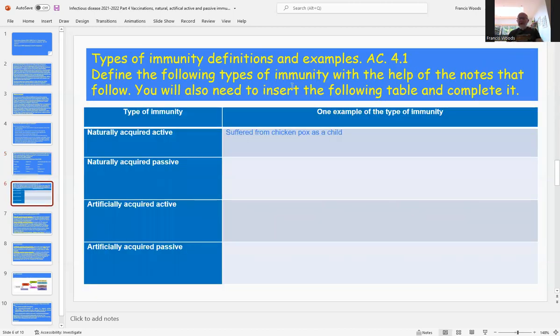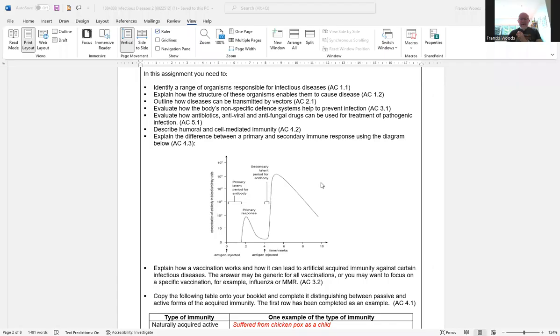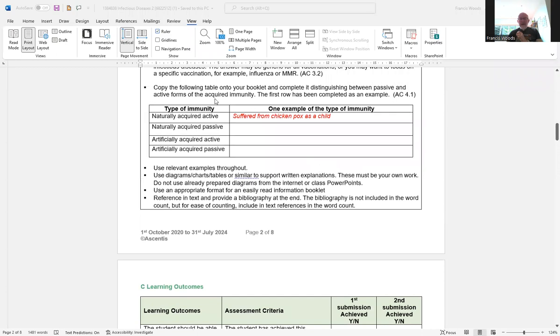Now, you must copy this into your assignment for 4.1, because if I just go back to the brief, okay, here it says, copy the table into your booklet and complete it, distinguish between passive and active forms of acquired immunity. The first row has been completed as an example, okay?